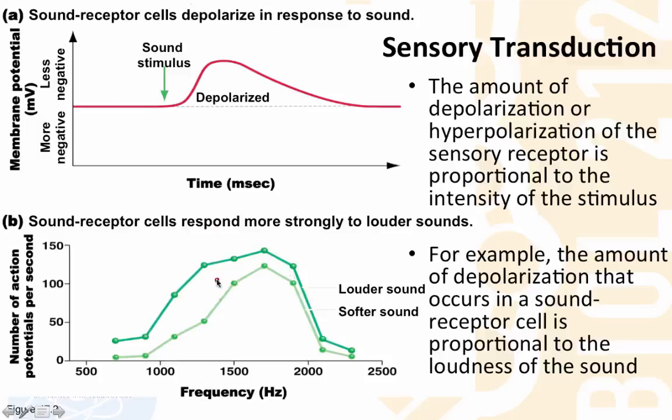So the intensity of the sound, the loudness of the sound, is determined based on the number of action potentials generated per second. You can also see that the very low frequencies of sound and very high frequencies of sound do not generate as many action potentials and thus are not registered on our ears.